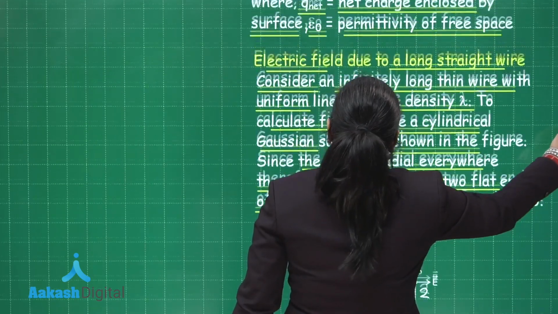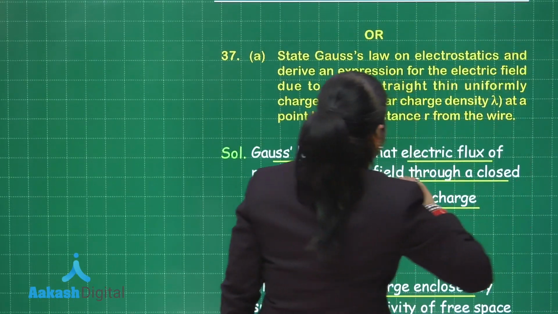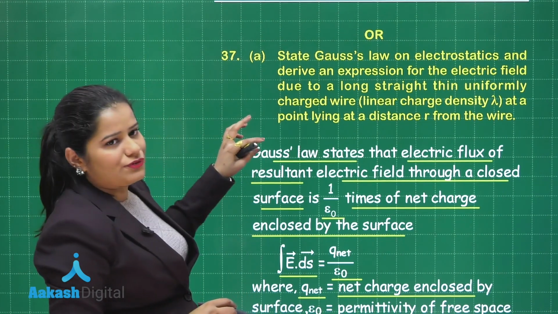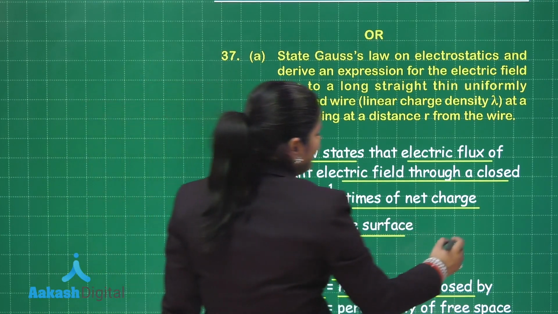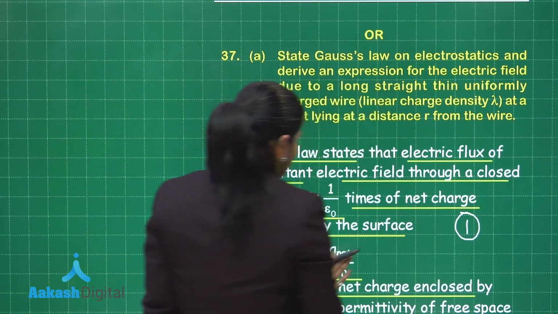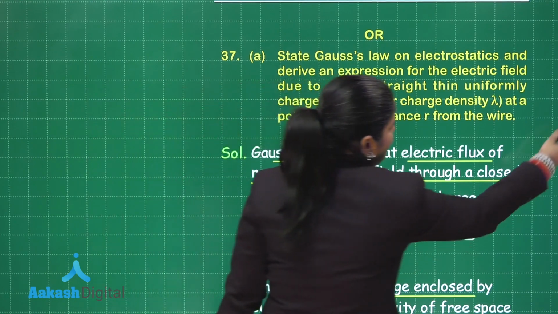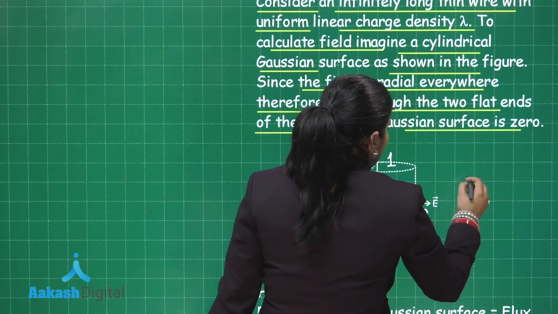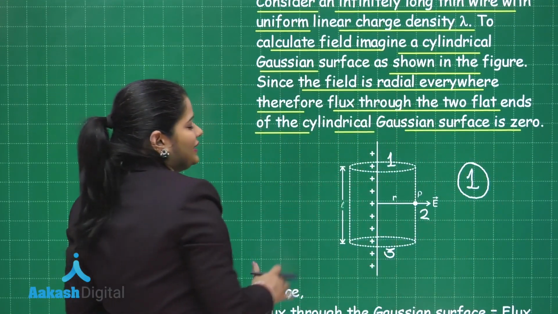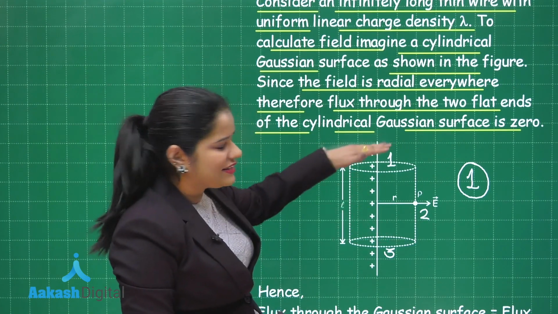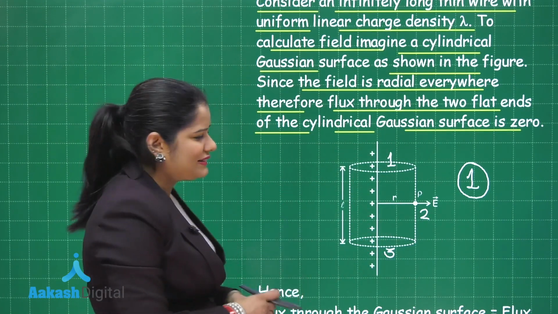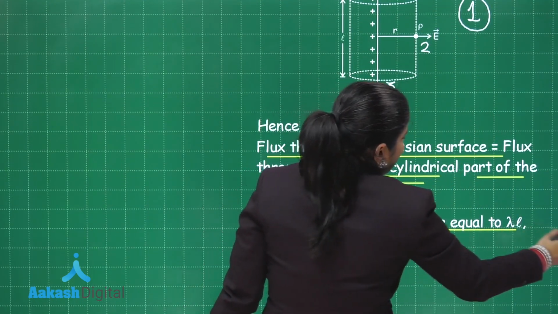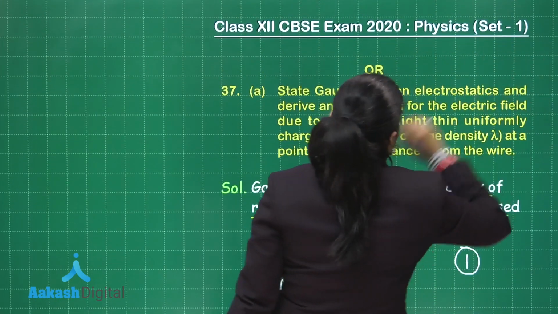So for this entire complete derivation which was asked in this part of the question, what are we going to get? This part of the question was for 3 marks. You will get 1 mark for writing the expression for the Gauss law as well as the statement of the Gauss law. For this complete derivation you will get 2 marks. You will get 1 mark for explaining why these flat surfaces are not going to contribute to the electric flux. Then you will get 1 mark for the rest of the calculation, and this is how you will fetch 3 marks for this part of the question.